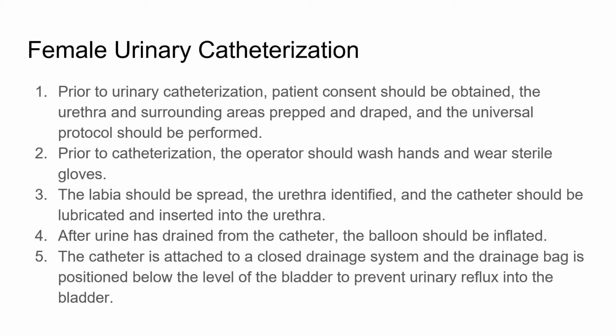Prior to the catheterization, the operator should wash the hands and wear sterile gloves, as we have seen in the male catheterization, the same. The change is the labia should be spread, urethra is identified, and the catheter should be lubricated and inserted into the urethra. In male catheterization, the penis is held in one hand and it is inserted. But here, the labia should be spread, urethra is identified, and catheter should be lubricated and inserted into the urethra.